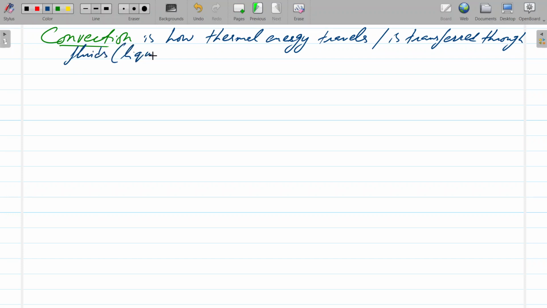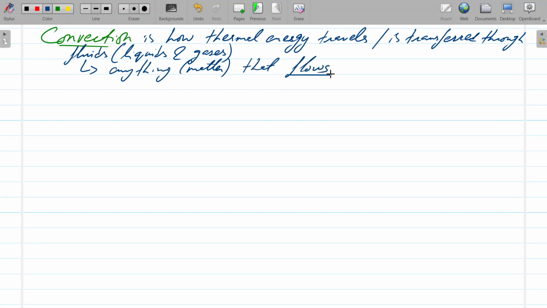Fluids in terms of physics are liquids and gases, because the term fluids is used for anything, right, matter that flows, that moves. Liquids can flow, gases can also flow, such as the air blowing, that's a flow. And so in physics, air is considered a fluid.